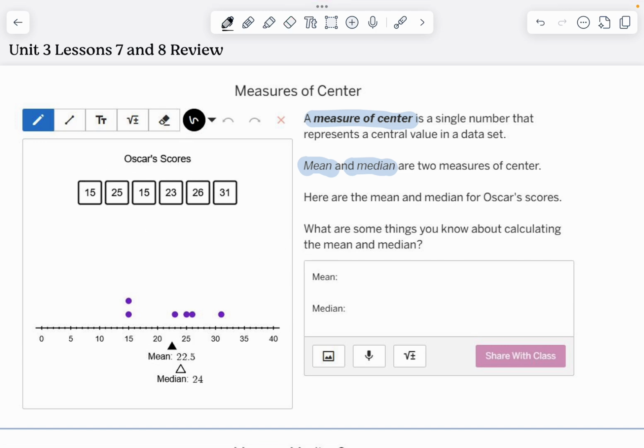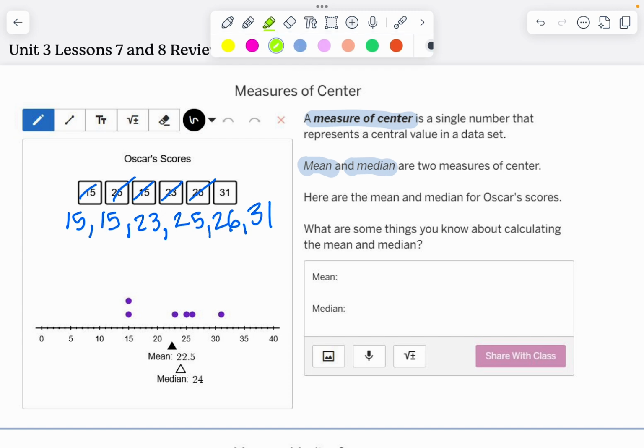To do this, we need to first put these in order from least to greatest. So 15, 15, 23, 25, 26, and 31. From here, we are going to whittle it down into the middle. So boom, boom, boom, boom. Now at this point, I am left with 2 numbers in the middle, and we can see that I've crossed off the same amount on both sides.